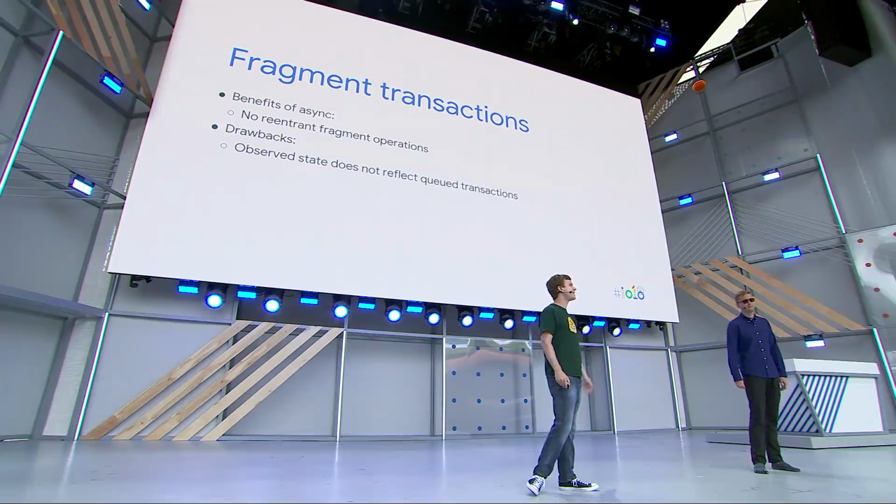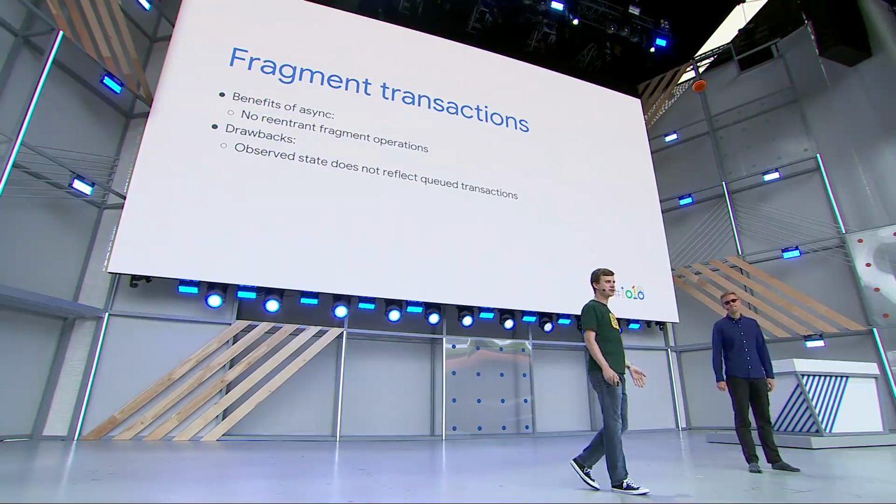I think it was even just earlier this week, or last week, that we were helping a developer troubleshoot some other reentrant behavior bugs that were coming from view callbacks, for example. And this is the sort of thing that can be really, really subtle. And the asynchronous fragment transactions sidestep all of it. And that was convenient. The drawbacks are, of course, that the observed state at any given point in time doesn't actually reflect any of the queued transactions.